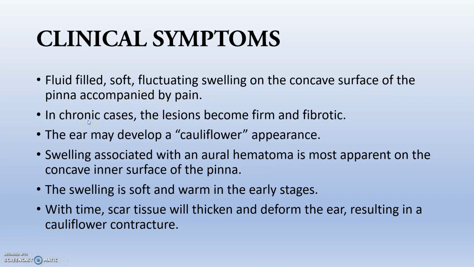So in case of chronic cases, what happens? The lesions become firm, fibrotic and condensed to form a cauliflower-like appearance. This term will be asked in many exams. Swelling associated with an aural hematoma is most apparent on the concave inner surface of the pinna. The swelling is soft and warm in the early stages, but in chronic cases it will be firm, fibrotic and condensed, and they will have a cauliflower appearance.